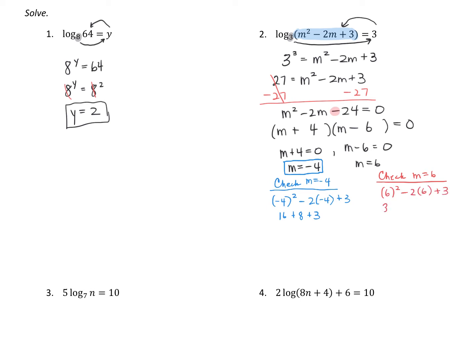So 6 squared is 36. Negative 2 times 6 is 12, so minus 12 plus 3. 36 minus 12 is 24. 24 plus 3 is positive 27, so that also is positive. So 6 is also a valid solution. So there are two answers to this equation, negative 4 and 6.